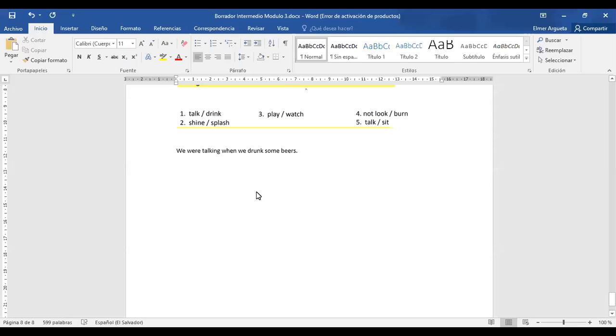Cooking when we drank some beers. Ajá. Pero mire, ¿cuál fue la acción? Estábamos hablando cuando nos tomamos una cerveza. Hey, hey, what happened? No, pero está bien escrito. Está bien, teacher. Y de repente nos siguieron hablando porque ya no tenían lógica en lo que decían.